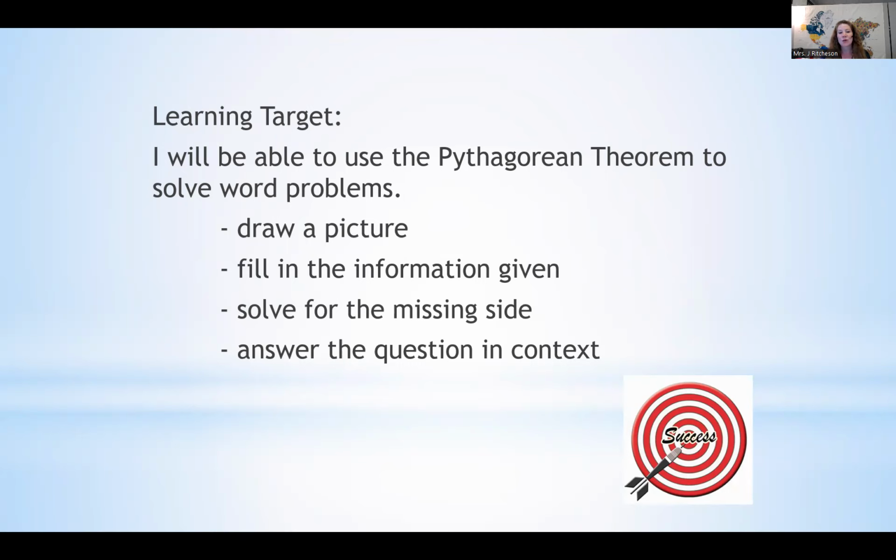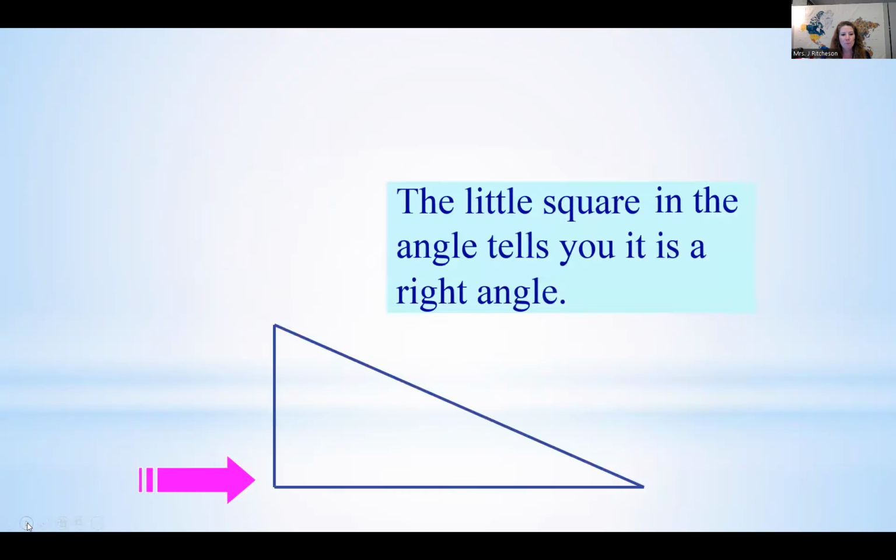So today we're going to start talking about the Pythagorean theorem. Pythagoras was a mathematician that lived a long time ago, and he made a discovery about what all right triangles have in common. So that's what we're going to talk about today.